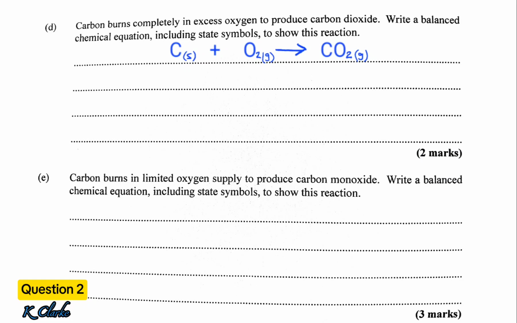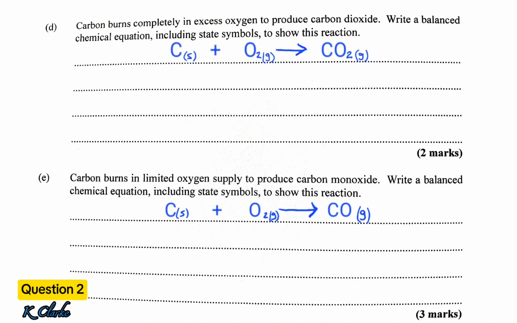E. Carbon burns in limited oxygen supply to produce carbon monoxide. Write a balanced chemical equation including state symbols to show this reaction. Solid carbon plus oxygen gas producing CO gas, carbon monoxide. This equation is not balanced since there are 2 oxygens on the reactant side and 1 oxygen on the product side. In order to balance this equation, we are going to write 2 in front of the carbon on the reactant side and the coefficient 2 in front of carbon monoxide on the product side.